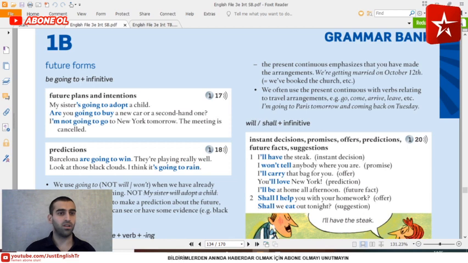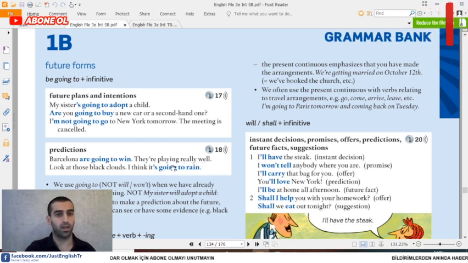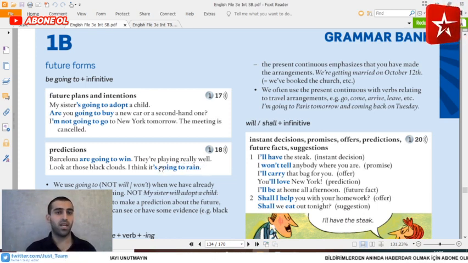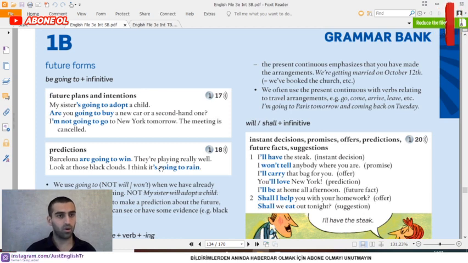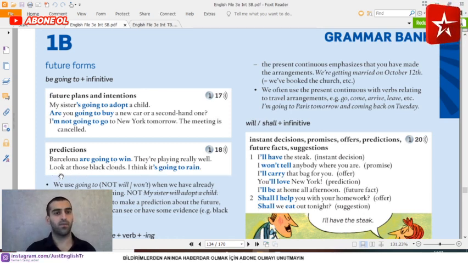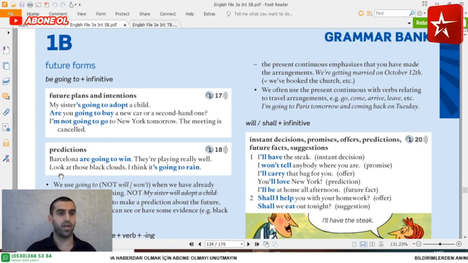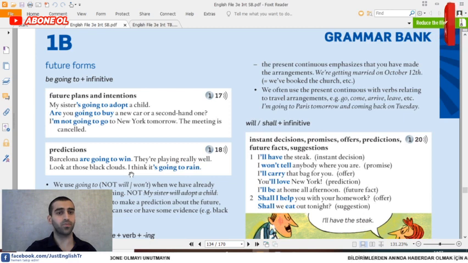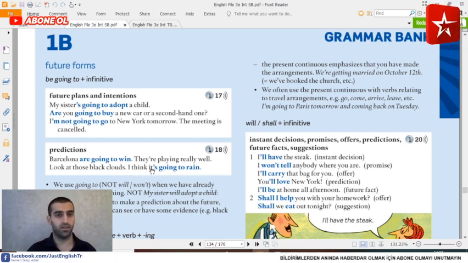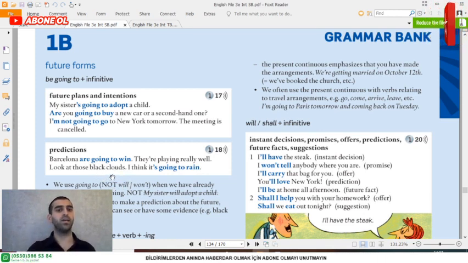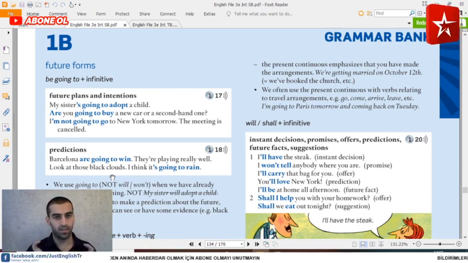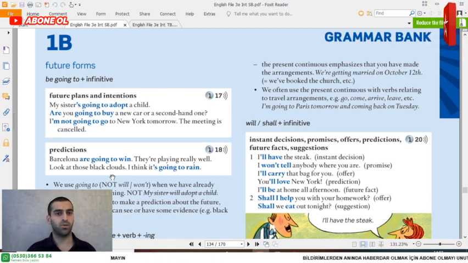For example, Barcelona are going to win because they are playing really well. If they are playing really well, it means they are going to win. Or the next sentence: look at those black clouds. I think it's going to rain. If you see black clouds, it's a sign of rain. So in this case, we say, I think it is going to rain.